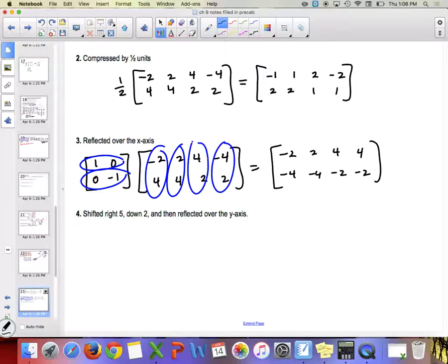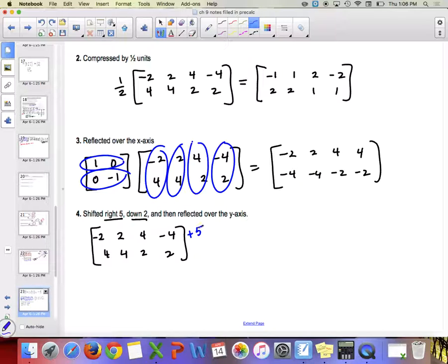All right, and then this one's a little bit different. We're shifting right 5, down 4, and then we're reflecting over the y-axis. So I would do a couple steps at a time. Like I'm not going to do all of it all at once. So if I have negative 2, 2, 4, negative 4, 4, 4, 2, 2. If I'm going to shift it right 5 and down 2, how will I adjust my x's and y's?